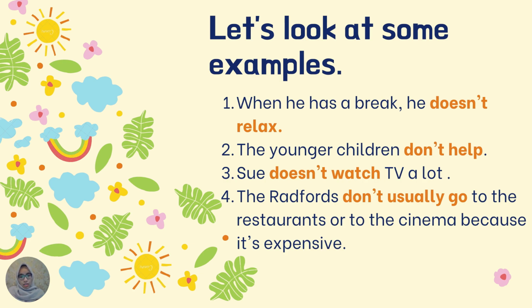So for the second sentence, the younger children don't help. As we can see, children here is plural, so we use don't. And number 3, Sue doesn't watch TV a lot. Sue is a she, and it is a third person singular form, so we use doesn't. Meanwhile, number 4, the Radfords don't usually go to the restaurants or to the cinema because it's expensive. So the Radfords is plural, therefore we use don't. So that's all.